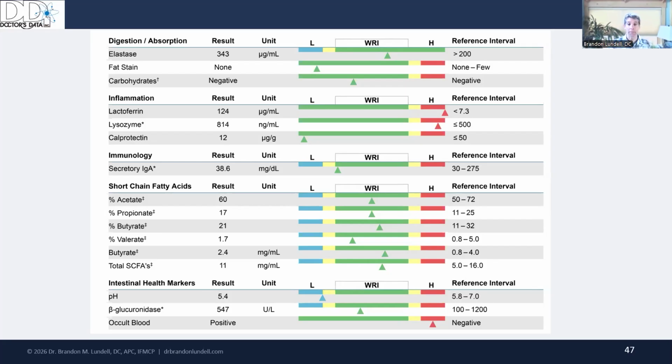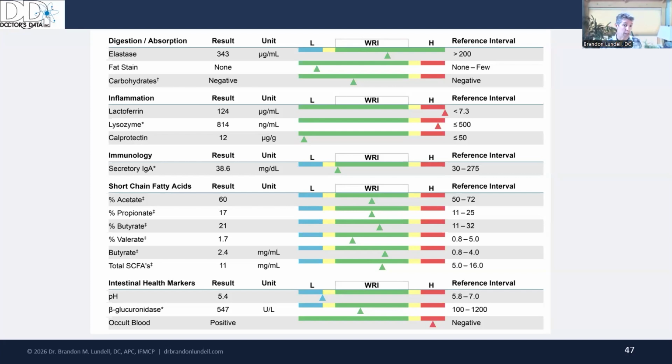pH is regulated by both the microbiome as well as the digestive acids. So low pH might be not enough pancreatic function or a lot of gram-negative acidic bacteria. High pH might mean low commensal good bacteria, or not enough hydrochloric acid. Beta-glucuronidase is looking at two things: one, gallbladder function and toxin exposure, as well as dysbiosis. Dysbiosis can increase or decrease beta-glucuronidase.